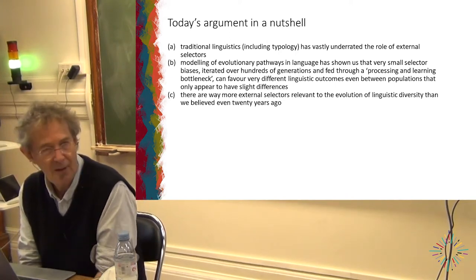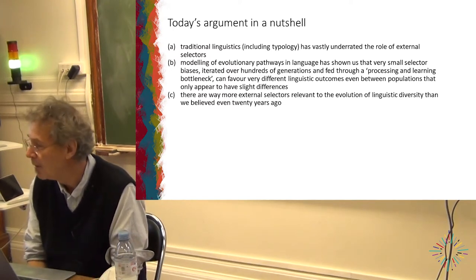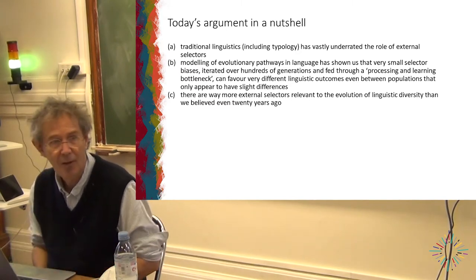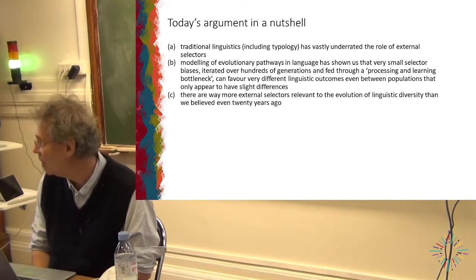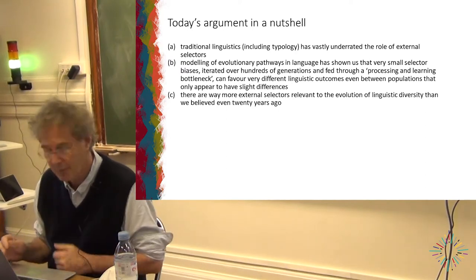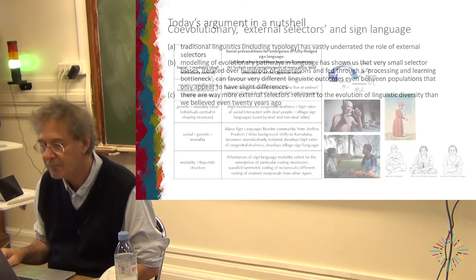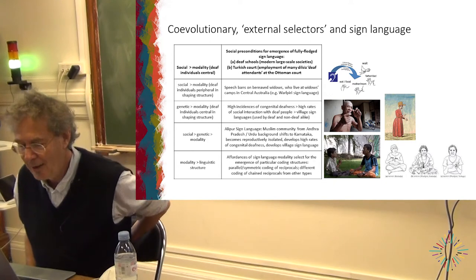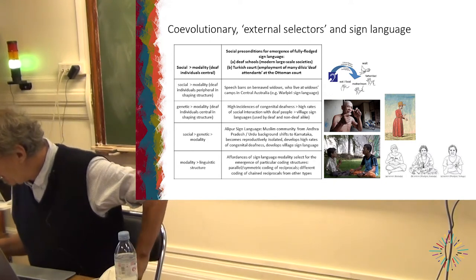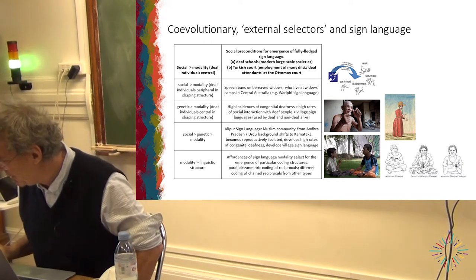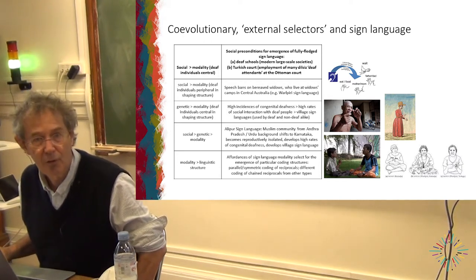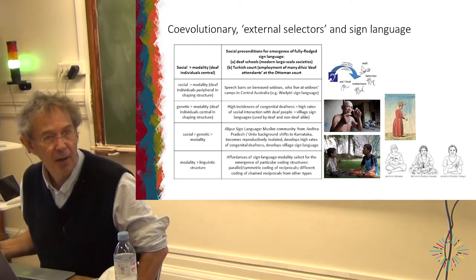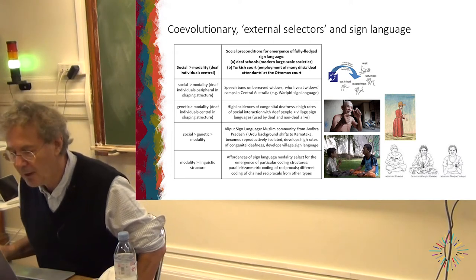So I would say that today, in the 21st century, compared to what we thought even 20 years ago, there are lots more external selectors that we are starting to get good evidence for. And I think this is going to be a trajectory where we will get lots more to come. So just as an initial example, where I think no one could reject this, but also to show that there are complex feedback loops, if we think about the coevolution of language, culture, and biological factors, that is deafness.